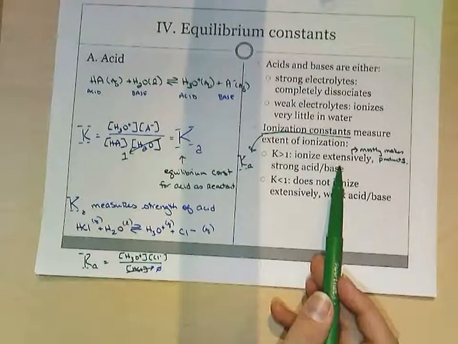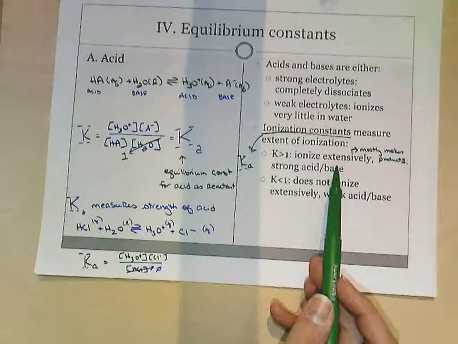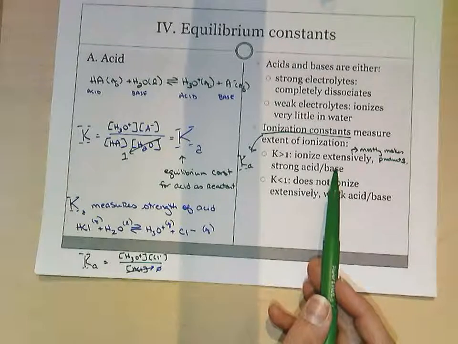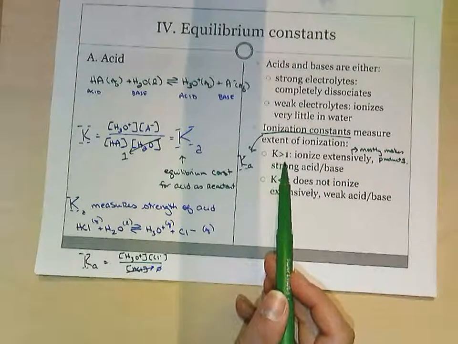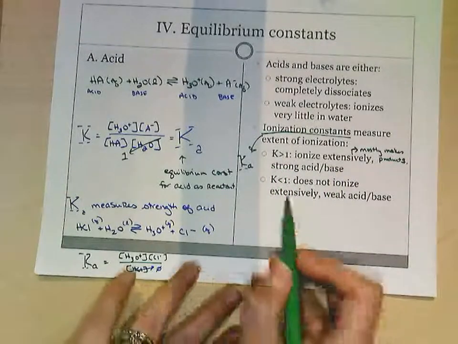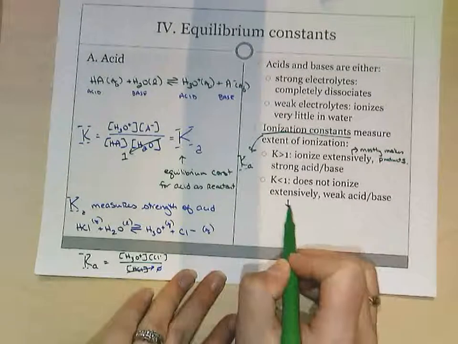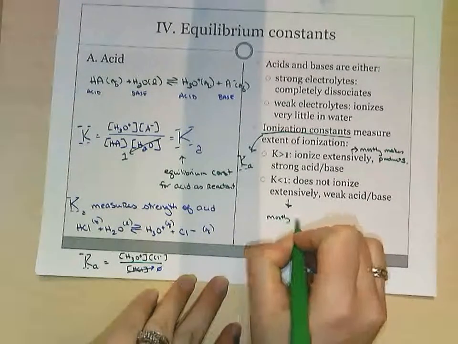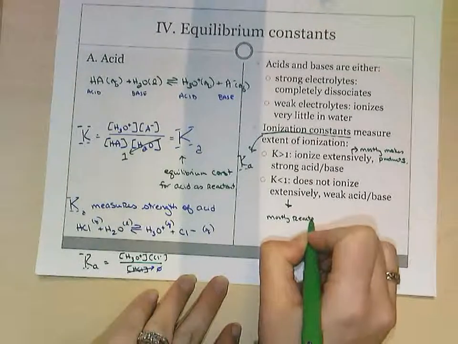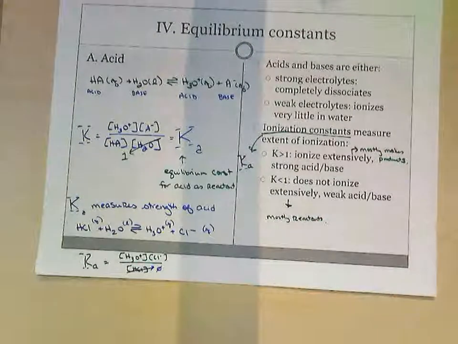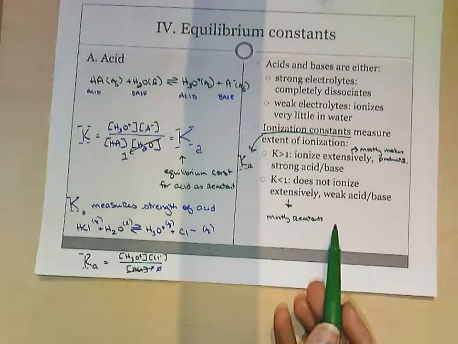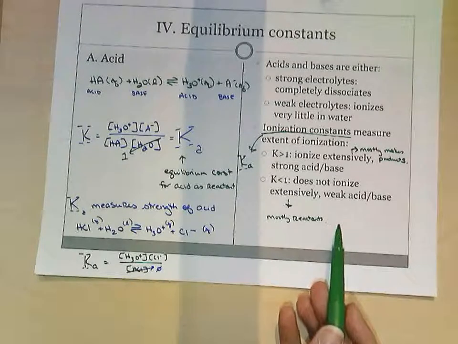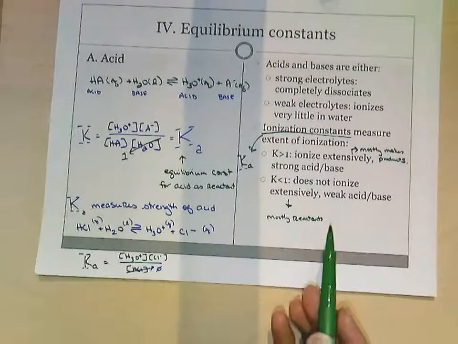All right, so I have a gigantic numerator over a very tiny denominator. So K has to be greater than 1. Or I can have K less than 1, which means I've mostly kept my reactants. It doesn't ionize very much, which means my denominator is very large. My numerator is really small, so my K is less than 1.